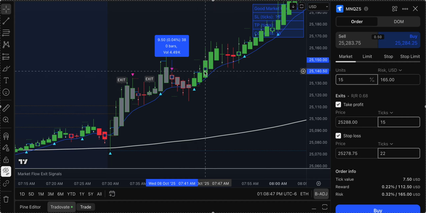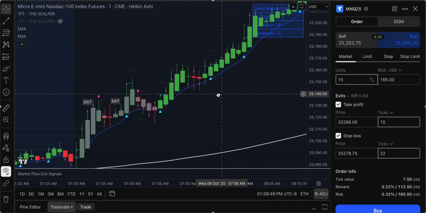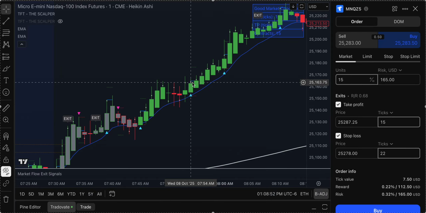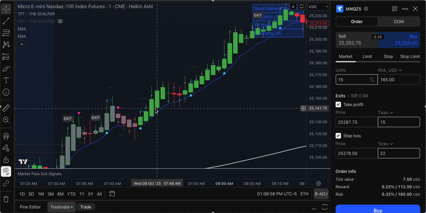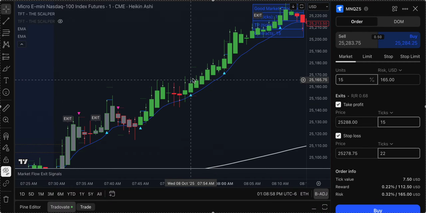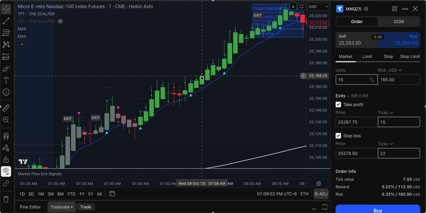So that's a win on that one. Next one here, this one came through. There's our entry. Got just a couple more minutes. The market moved up and hit our take profit. Now, again, this is a huge move, right? I mean, what's a good 36 to 50 ticks when it went 300? Well, this is just a scalping strategy.